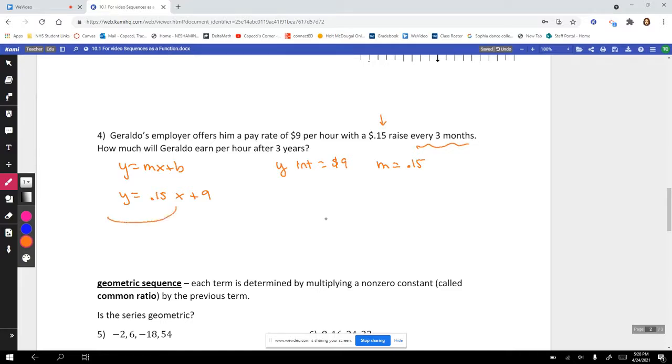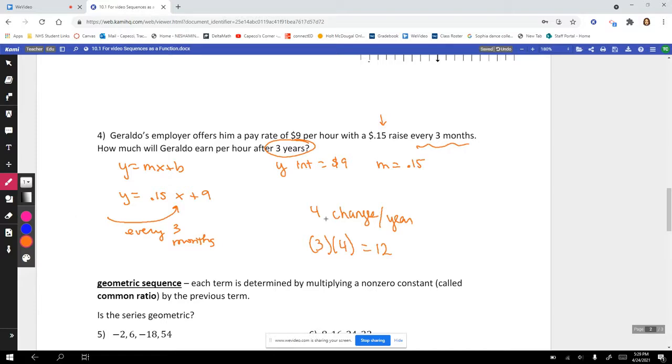Now, the thing is with this x, we're talking about time here, but we're talking about every 3 months. He doesn't have to wait till the end of the year to get a pay raise, just every 3 months. But it's asking after 3 years. So we have to figure out how many times his hourly rate is going to change. Well, there's 4 changes per year, and we're talking about 3 years. So we're talking about 12 different time periods in which he's going to get a raise.